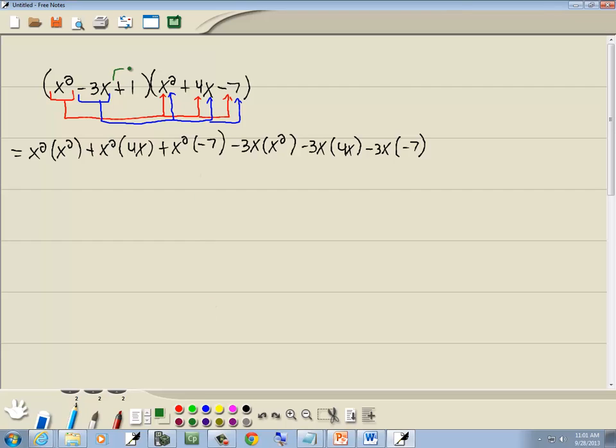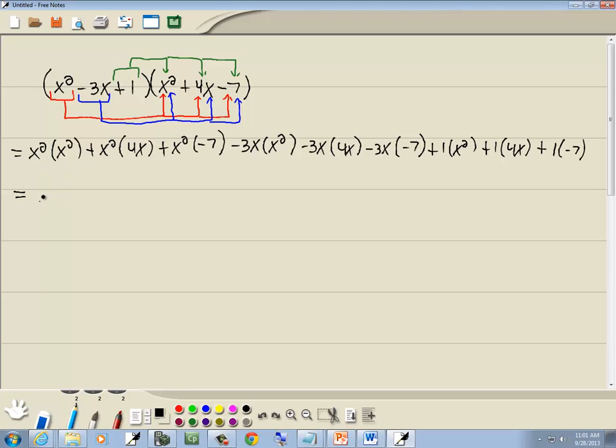And then we'll take our last term, the 1, and multiply it times every term over here, times the x squared, times the 4x, and times the negative 7. So we got 1 times x squared, we got 1 times 4x, and we got 1 times negative 7.